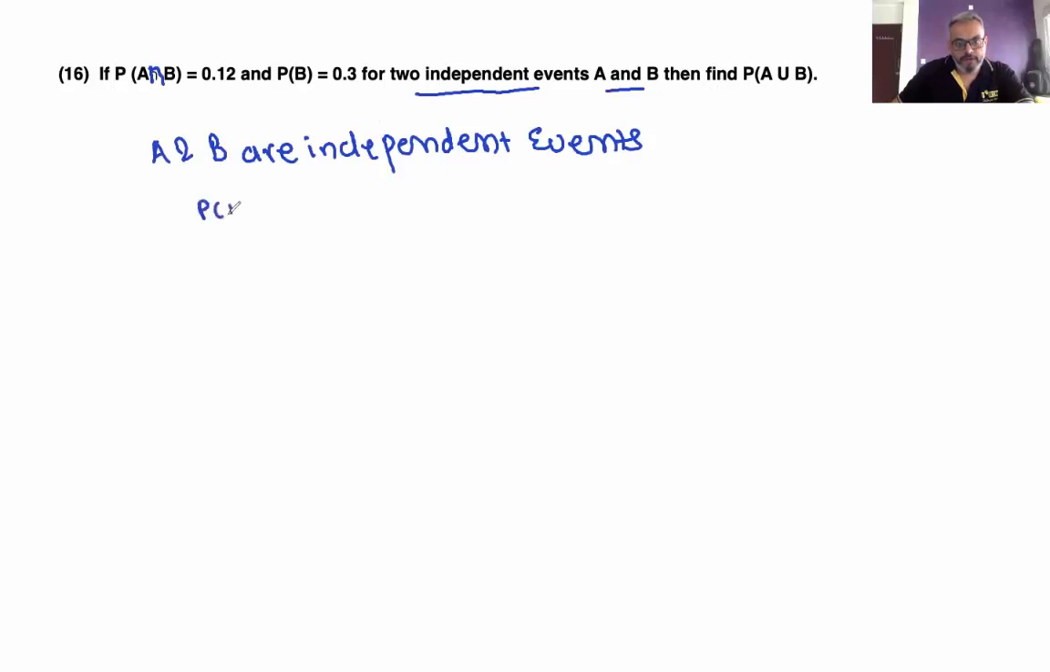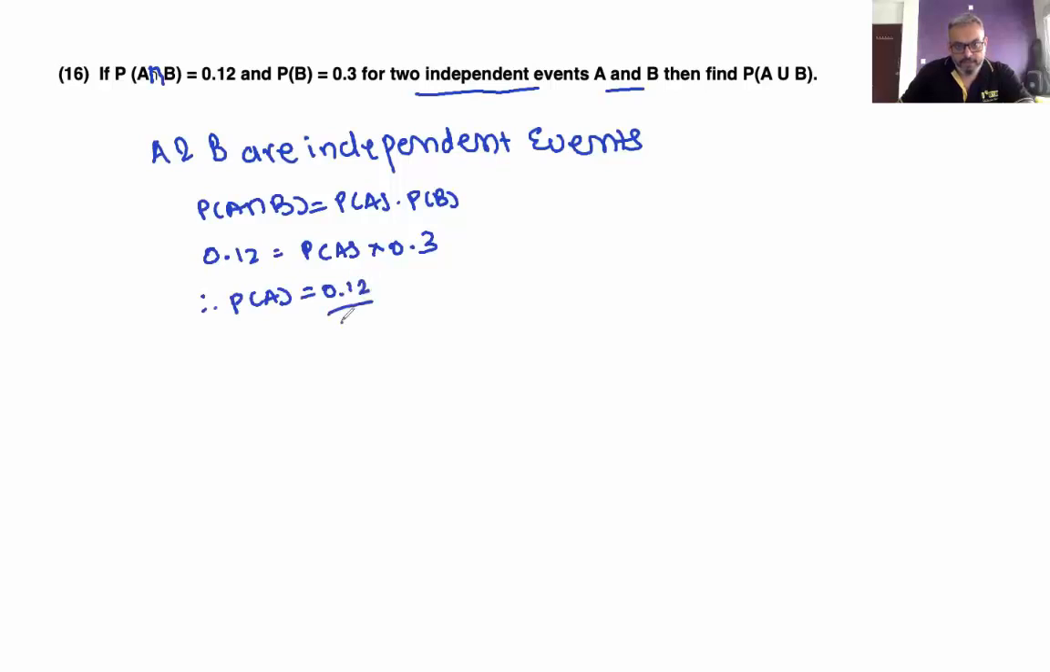So P of A intersection B is equal to P of A into P of B. So 0.12 is equal to P of A into 0.3. Therefore P of A is equal to 0.12 by 0.3, which is equal to, do it on the calculator, 0.4. So now we have P of A, P of B.